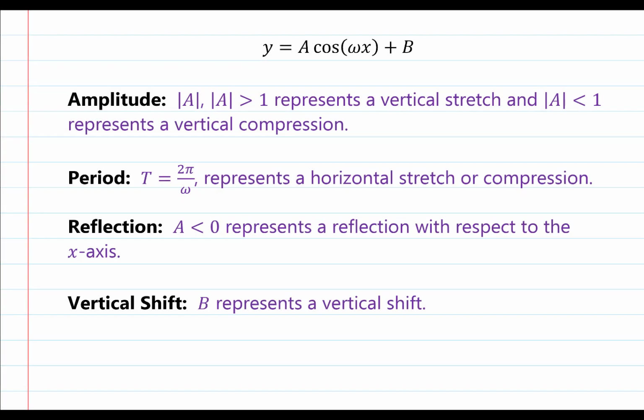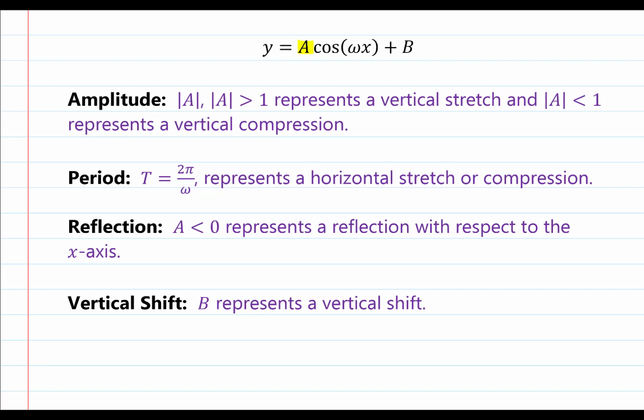Let's now look at the equation that represents the graph that we just discussed. So what we have here is y is equal to capital A times the cosine of omega times x plus b. Each element or each variable represents a transformation or attribute that we just discussed. The variable A represents the amplitude. And so in order to find the amplitude, you will take the absolute value of A.